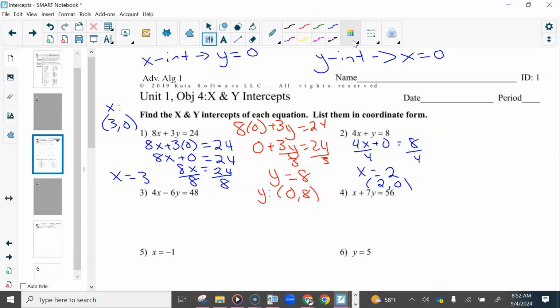But when I put 0 in for the x, I know this is going to be 0. I'm not even going to write that part because I know it's going to be 0. I won't be bothered with it. So I'm really just going to cover this up and look at what's left. y equals 8. So that ordered pair would be what? 0, 8.